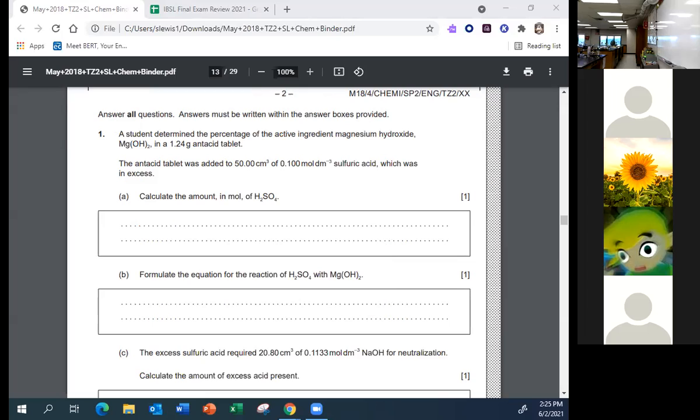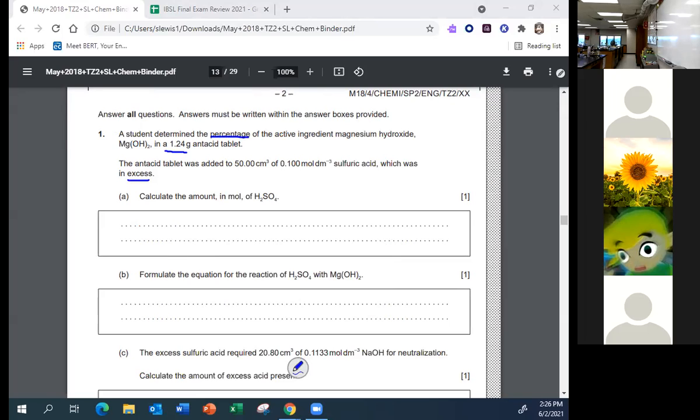Read everything. A student determines the percent of the active ingredient magnesium hydroxide in a tablet of antacid. The tablet is 1.24 grams, but only part of that tablet is magnesium hydroxide, right? So we want to find the percentage that contains that ingredient. The tablet was added to sulfuric acid, which was in excess. Calculate the amount in moles of H2SO4.